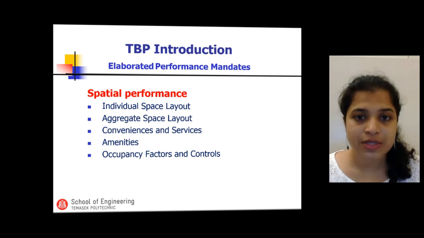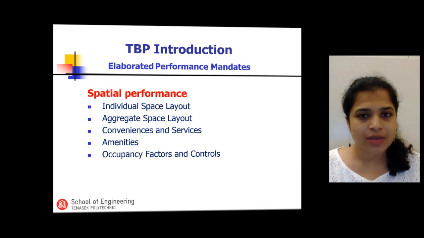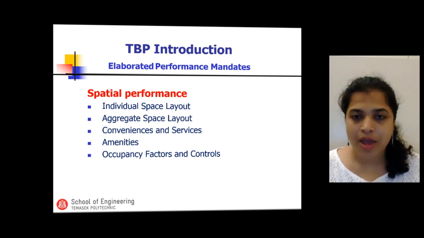Conveniences and services. In any given space, look at the false ceiling. Behind the false ceiling is a network of ducting and wiring, right? Air conditioning ducting and electrical ducting, right? Now, if there aren't enough services provided, the space is not going to function efficiently, right? So that is why the conveniences and services provided are important for the spatial performance of that given space.